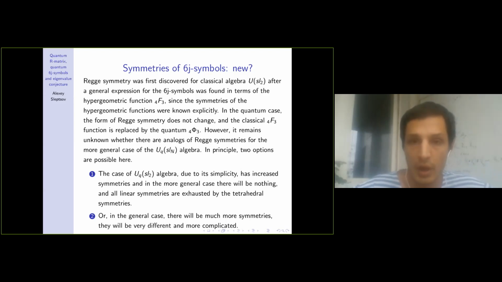But it remains unknown whether there are counterparts of Regge symmetries for a more general case than SL2. And in principle, there are two options possible. It could be that the case of SL2 algebra, due to its simplicity, has increased symmetries, and in the more general case there will be nothing, and all linear symmetries are exhausted by the tetrahedral symmetries. Or in the general case, there will be many more symmetries, and they will be different and more complicated.